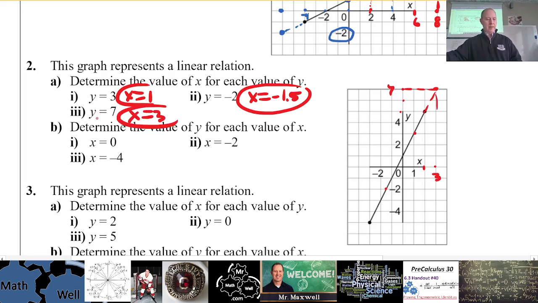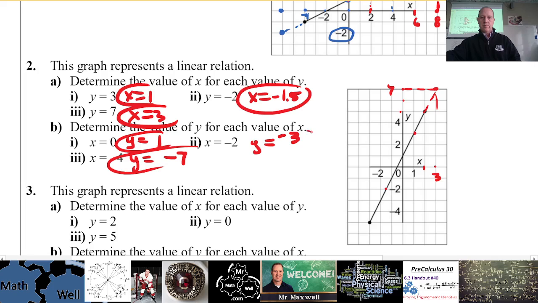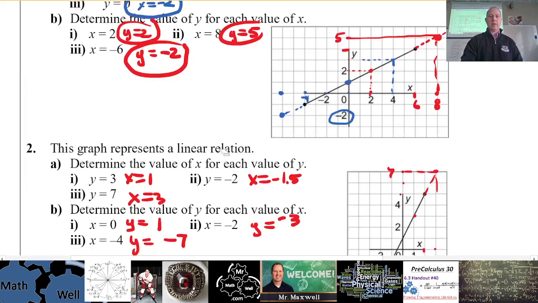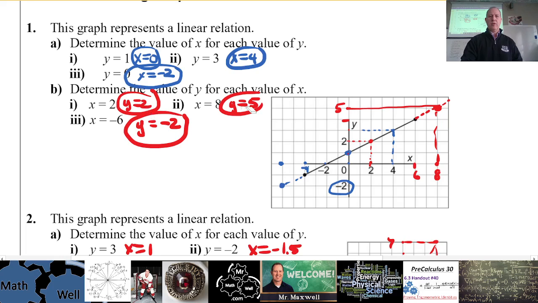All right, determine the y value. So here for the first one, y equals 1. And then y equals negative 3. And, whoops, where'd my 1 go? And then y equals negative 7 if you extrapolate there. Okay? Got it? Agree or disagree? Maybe I'll get rid of my little circles so you can see a bit clearer. 2, 5, negative 2 for 1b.